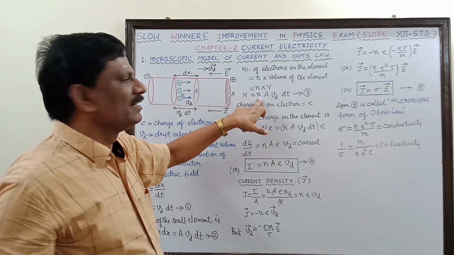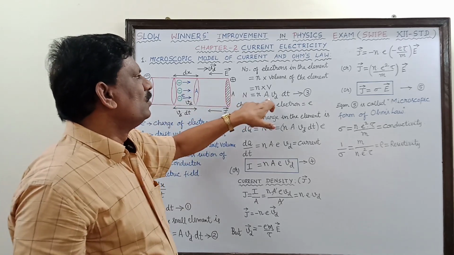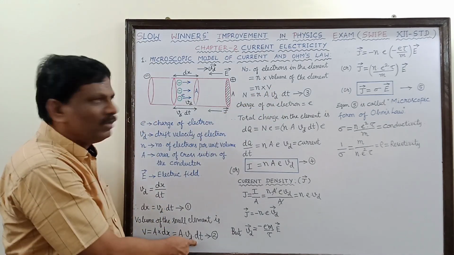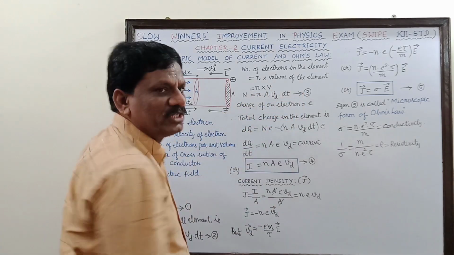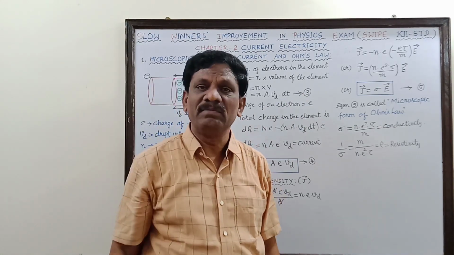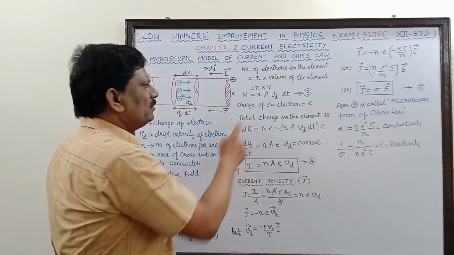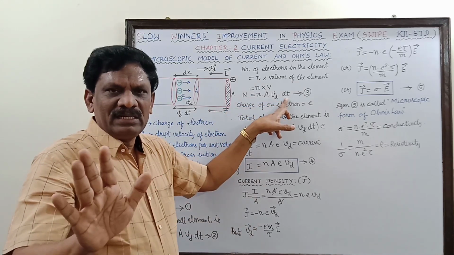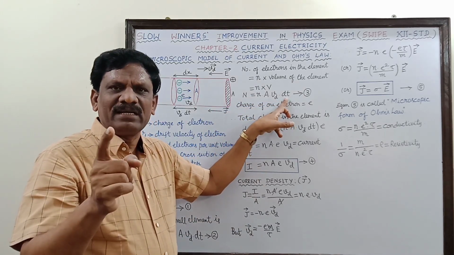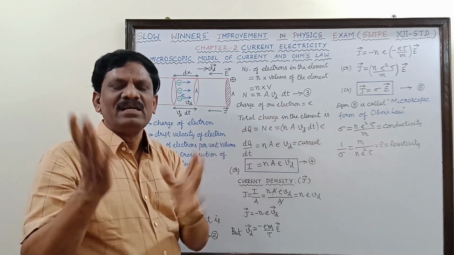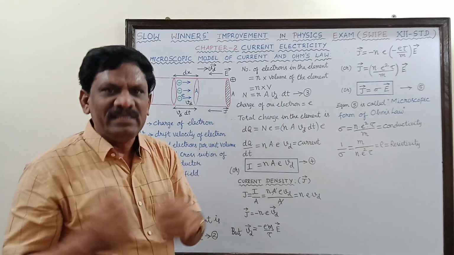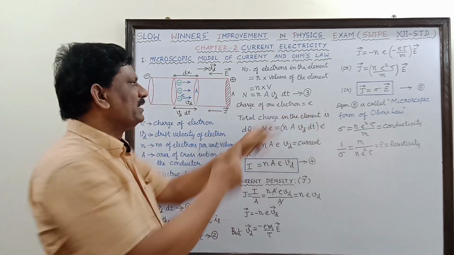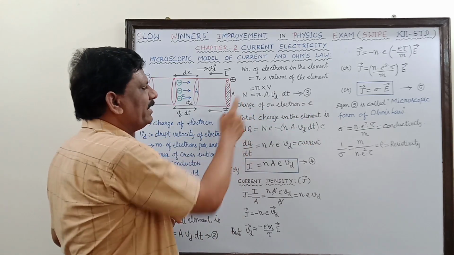That is the number of electrons per unit volume n into V. Instead of V, we are substituting A · Vd · dt. And this is equation 3, the sequence number 3. Now, the number of electrons is n A Vd · dt. Does every electron carry a charge or not? What is the charge of one electron? That is e. So, the charge of one electron is e. Therefore, what should be the charge of capital N electrons?